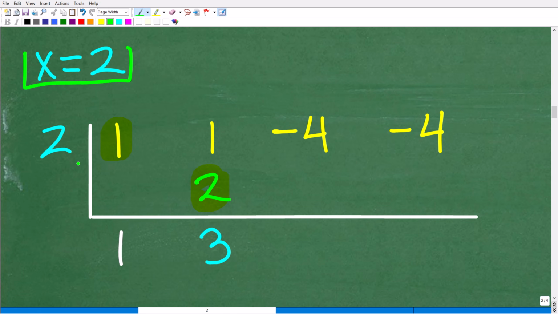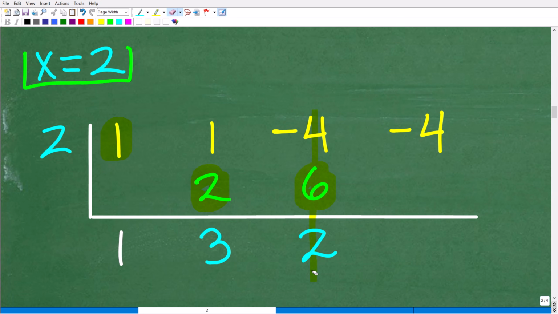Now what do you think we're going to do? Well, we're going to do the same thing, but instead of 2 times 1, we're going to go 2 times 3, which is what? That's 6. We're going to put the answer right here, scooting over just like this, and repeat the steps. So now you add down like so, and we have -4 plus 6, which is what? +2.